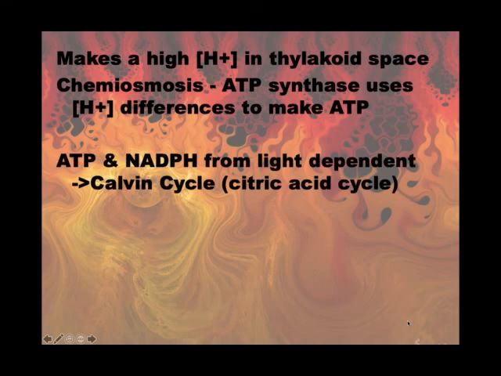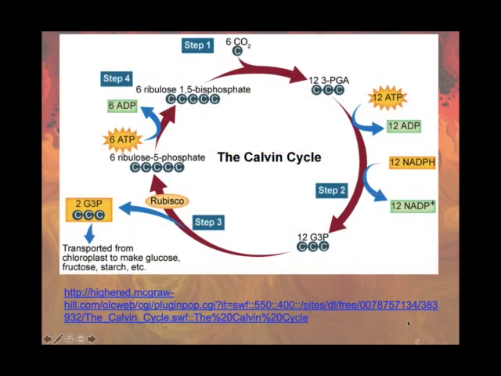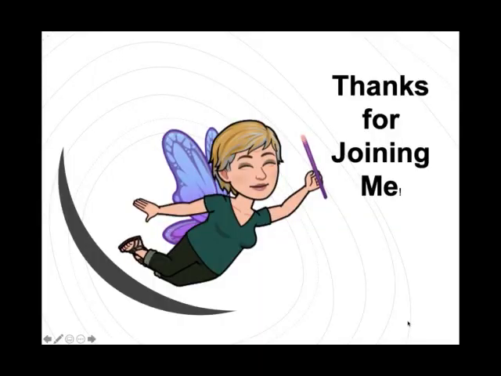So the ATP and NADPH from the light-dependent reactions go on to the Calvin cycle, which is sometimes called the citric acid cycle. It's a little bit weird. So this is the Calvin cycle. So some stuff going on here. And we'll talk more about that later.